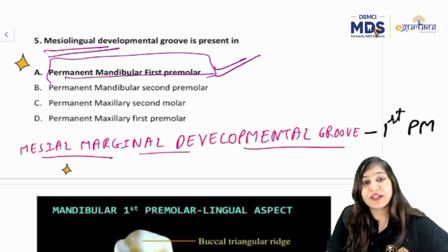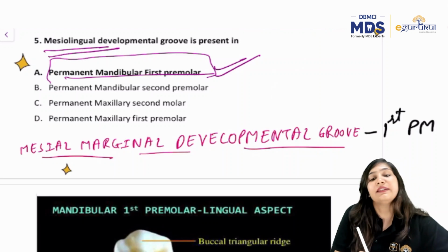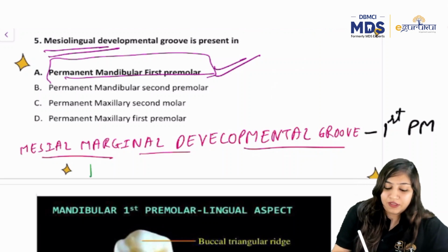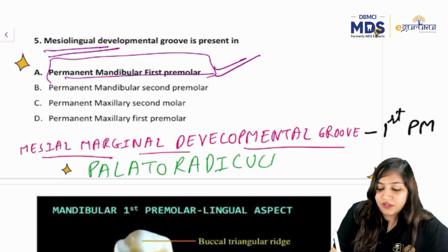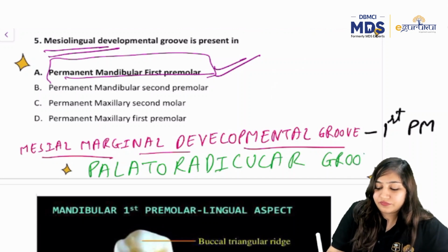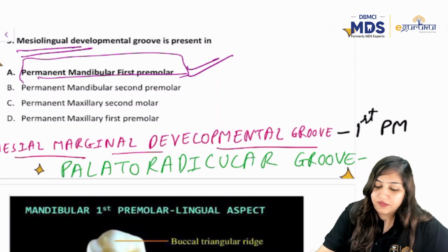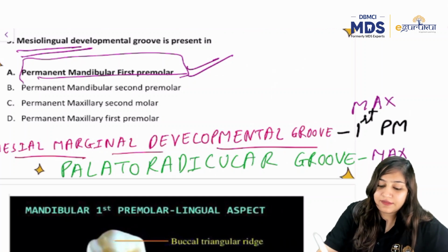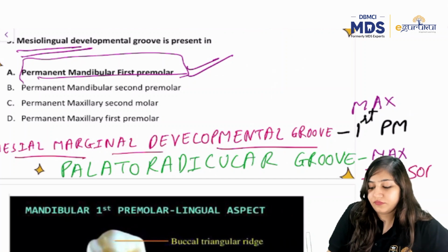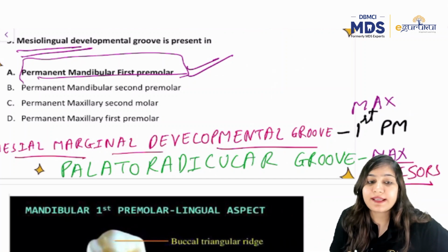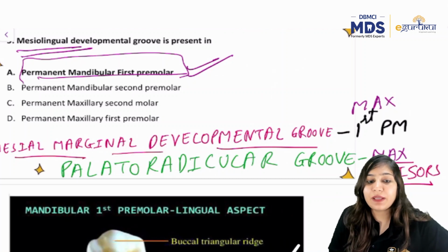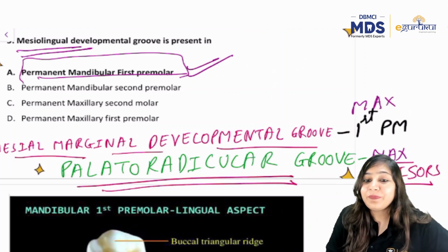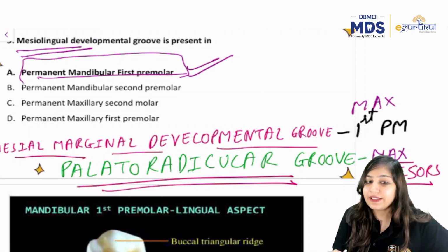Then we have palatoradicular groove. Palatoradicular groove is mainly present in maxillary incisors. So you can get an MCQ question based on this as well. Mesial marginal developmental groove is present on the mesial surface of maxillary first premolar, and palatoradicular groove is present in maxillary incisors, maxillary lateral incisor most commonly.